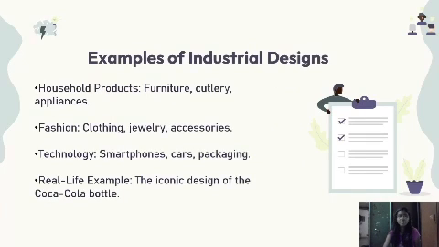Examples of industrial designs are household products like furniture, cutlery and appliances, fashion like clothing, jewelry and accessories, and technologies like smartphones, cars and packaging. A real life example is the iconic design of the Coca-Cola bottle, which was copied by another company called Pepsi, wherein the Coca-Cola people had already applied for protection for their industrial design and they won the case.